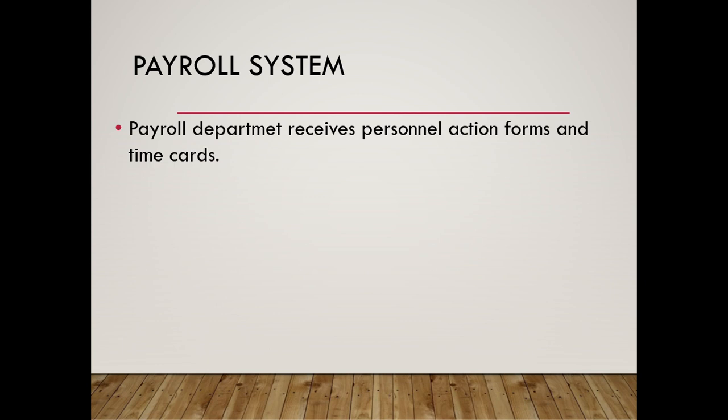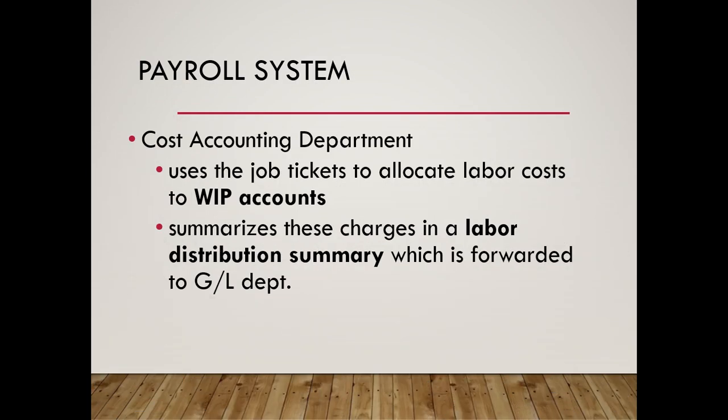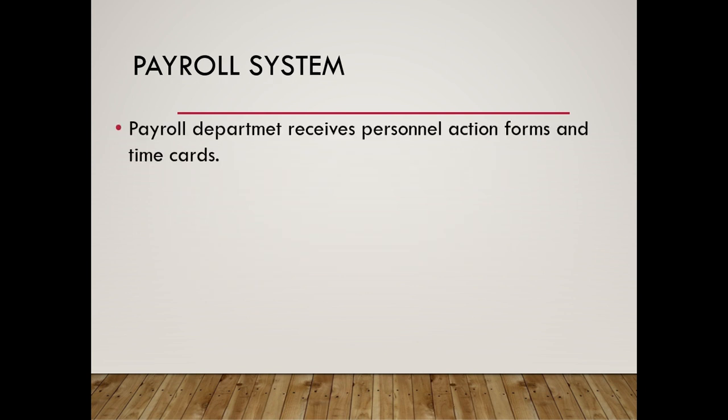Now, the payroll department receives the personnel action form and time cards. Baka naguguluhan kayo, balikan natin the production team. The job tickets and time card will be forwarded to the cost accounting department for the allocation. But eventually, the payroll department is responsible for computing how much is really the final amount to be paid. They will receive the personnel action forms. What is the use of the personnel action form again? To add, to update, and to delete employees, and also their time cards.